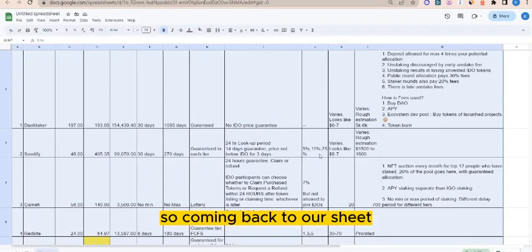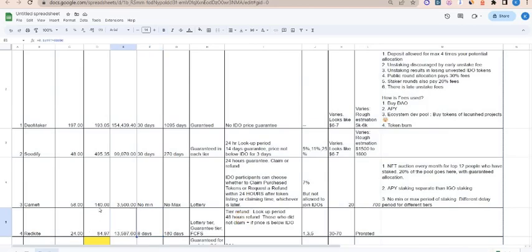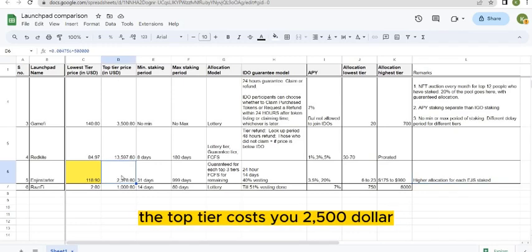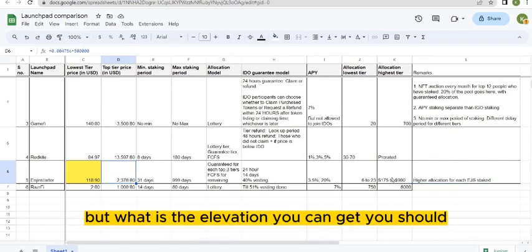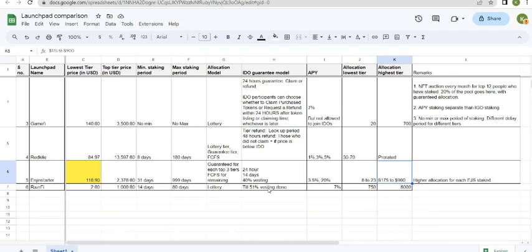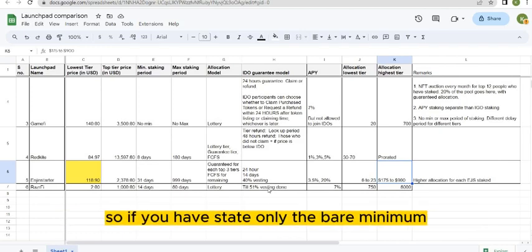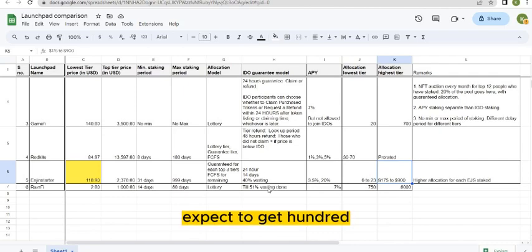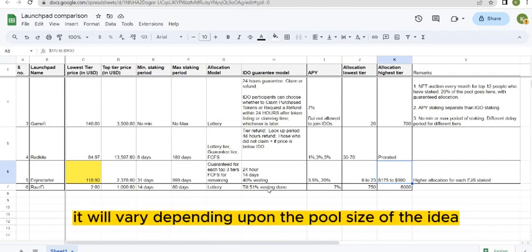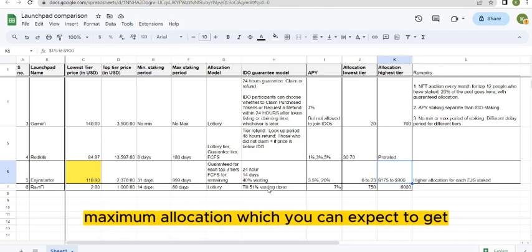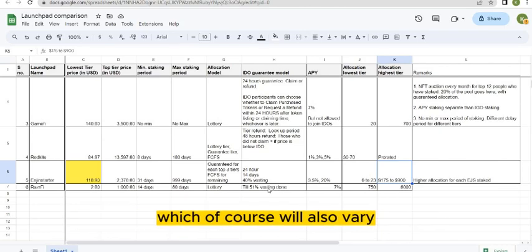Coming back to our Excel sheet, the top tier costs you $2,500. But what is the allocation you can get? The allocation in each tier actually differs for each user based on the number of EGS they have staked. If you have staked only the bare minimum, expect to get $175 to $200 of allocation. Of course, it will vary depending upon the pool size of the IDO. And the maximum allocation you can expect to get is about $900 to $1,000, which of course will also vary depending upon the pool size.